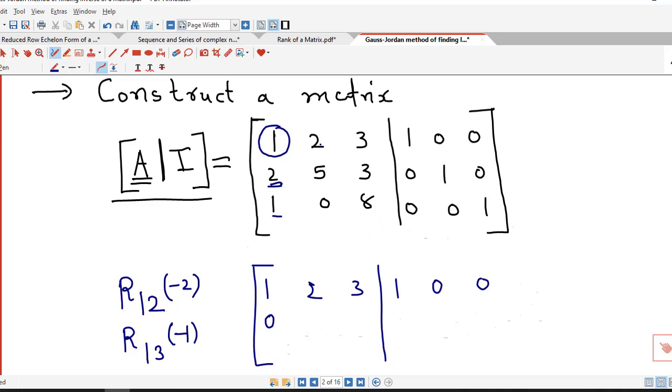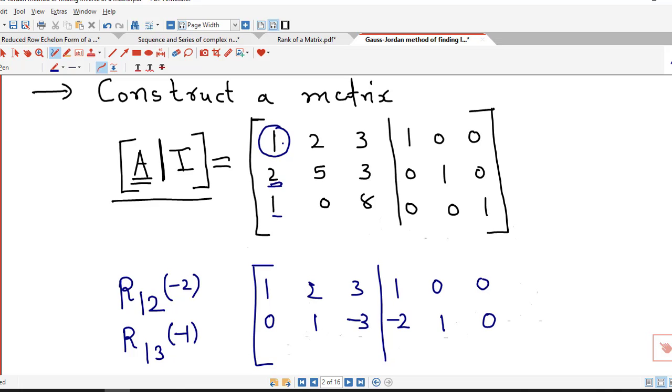2 into -2, -4 plus 5, which is 1. 2 into -3, 3 into -2, which is -6 plus 3, which is -3. 1 into -2, which is -2 plus 0, that is -2. 0 into -2, which is 0 plus 1. 0 into -2, 0 plus 0.